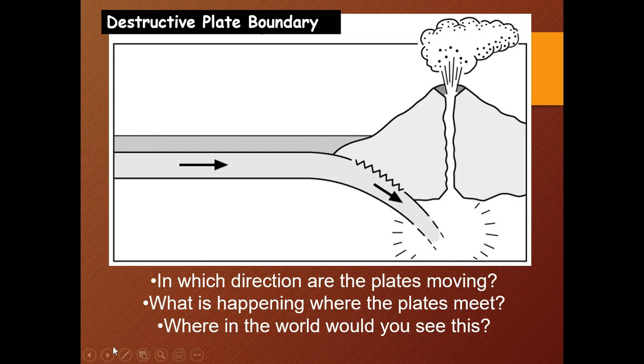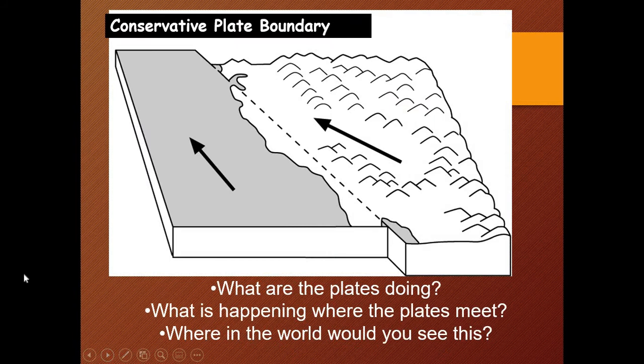Okay, moving on. So now we have a conservative plate boundary. This is where plates might be going the opposite way or the same way alongside each other, but they're not colliding as such or moving away where they create new land or volcanic activity.